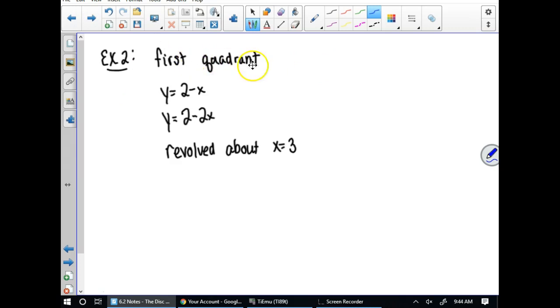Okay, so I've just got the basics for you to copy down here. Your two equations, we're revolving around the line x equals 3, and we're only looking in the first quadrant.